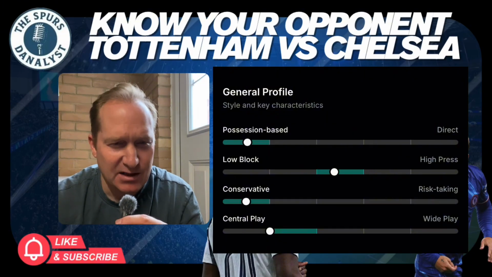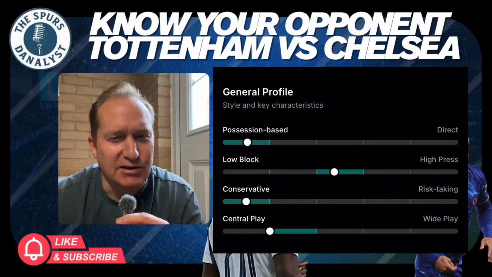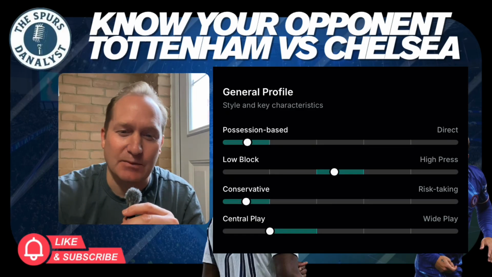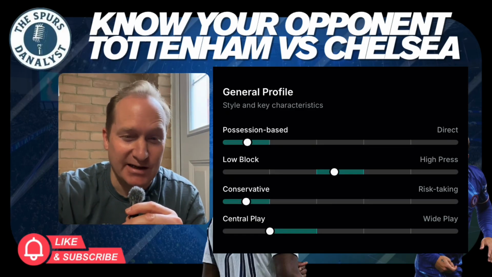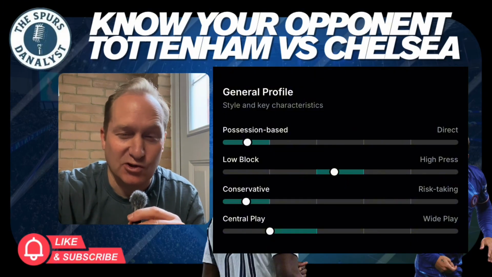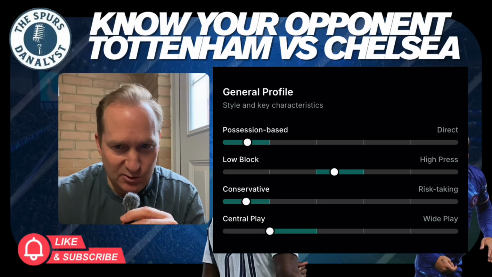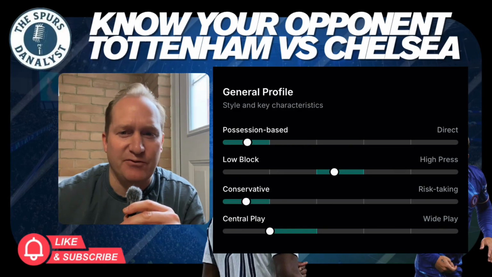Possession-based, direct. The slider is closer to the direct side, meaning Chelsea don't rely on heavily sustained possession or intricate build-up play. Instead, they look to progress the ball quickly and vertically, often using transitions, forward passing or longer balls rather than long spells of keeping the ball. This reflects a team that prioritizes territory and penetration over control.